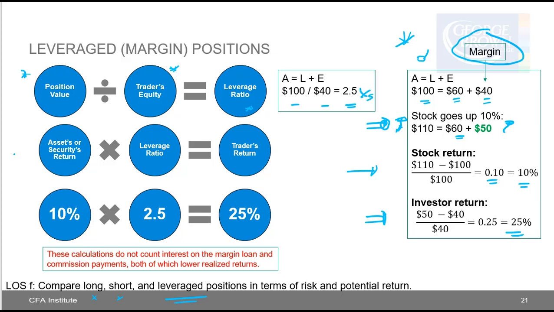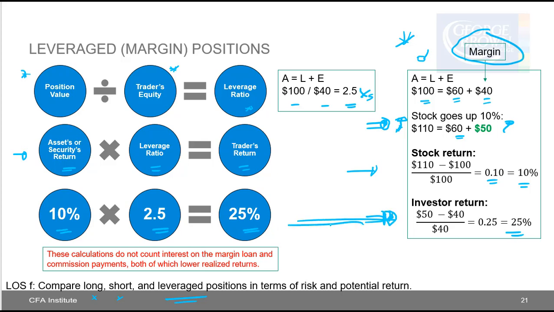Then, if I want to calculate the trader's return, I use the asset or the securities return times that leverage ratio, which gives me the trader's return. So again, using this example, the asset or securities return was 10%, the leverage ratio was 2.5, 10% times 2.5, and I get my 25% investor return, okay?